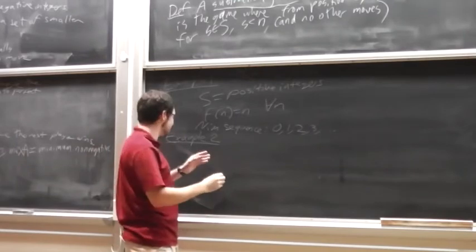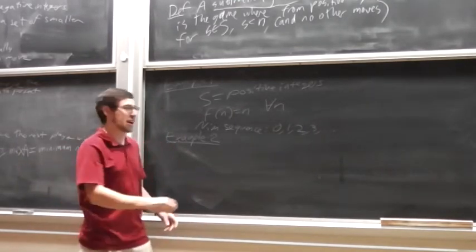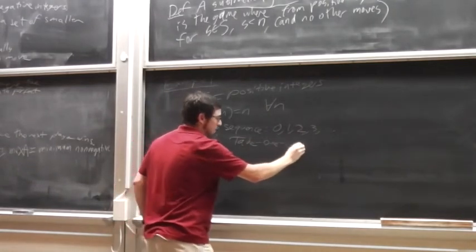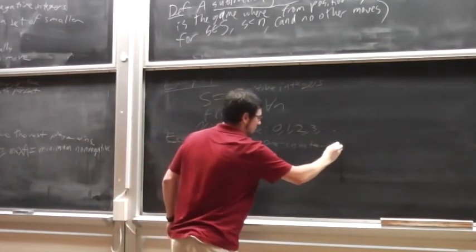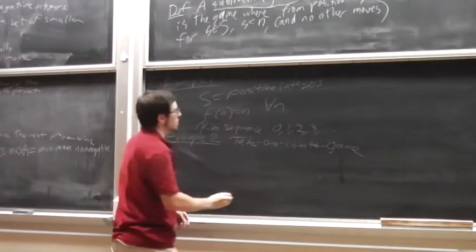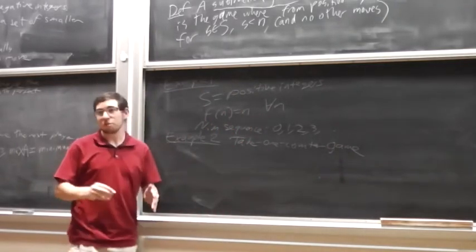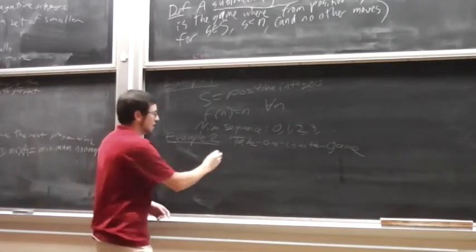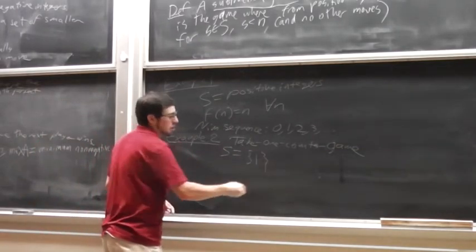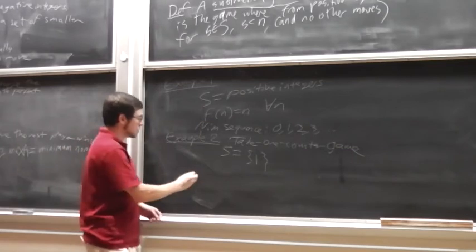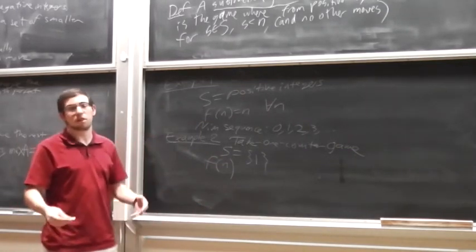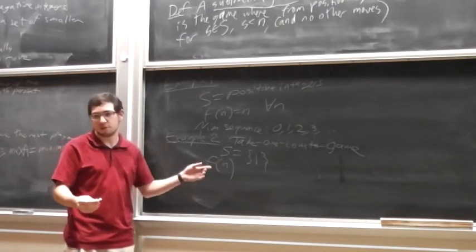The second example I like to call the take one counter game. In this game, you're given a pile of n counters, and on your turn you must take one counter. So S is the set {1}. In this case, the position 0, you can't move, so F of 0 is 0.